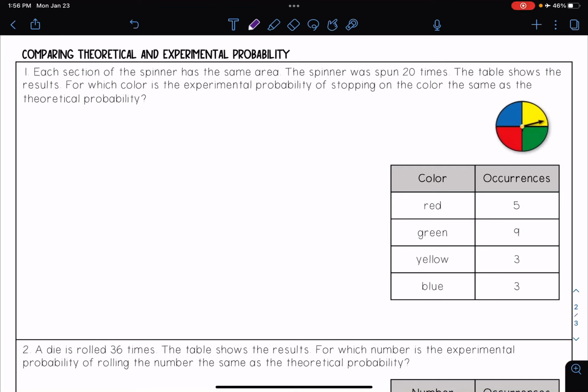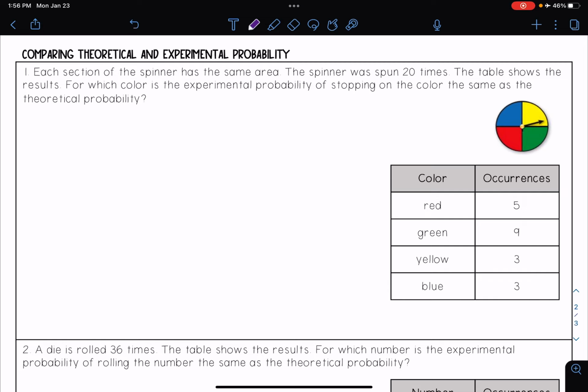In this video, we're going to be looking at comparing theoretical and experimental probability. Number 1 says each section of the spinner has the same area. The spinner was spun 20 times. The table shows the results. For which color is the experimental probability of stopping on the color the same as the theoretical probability?